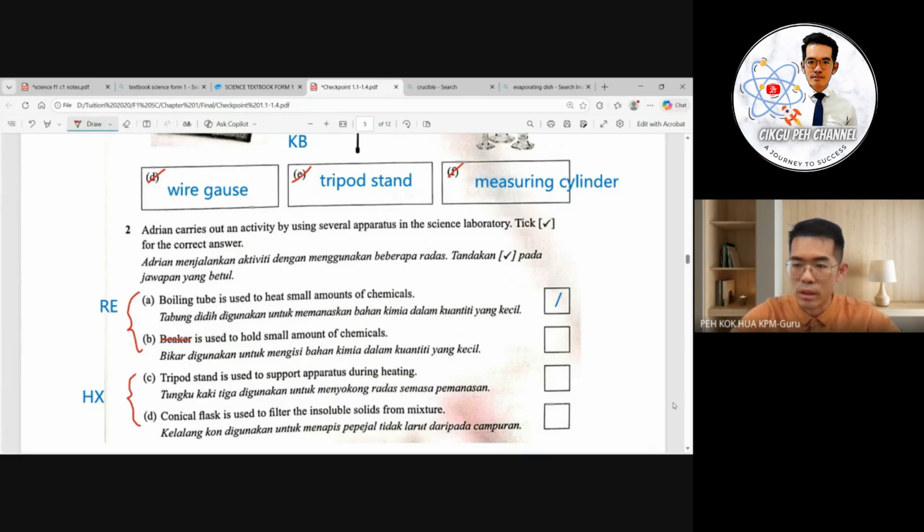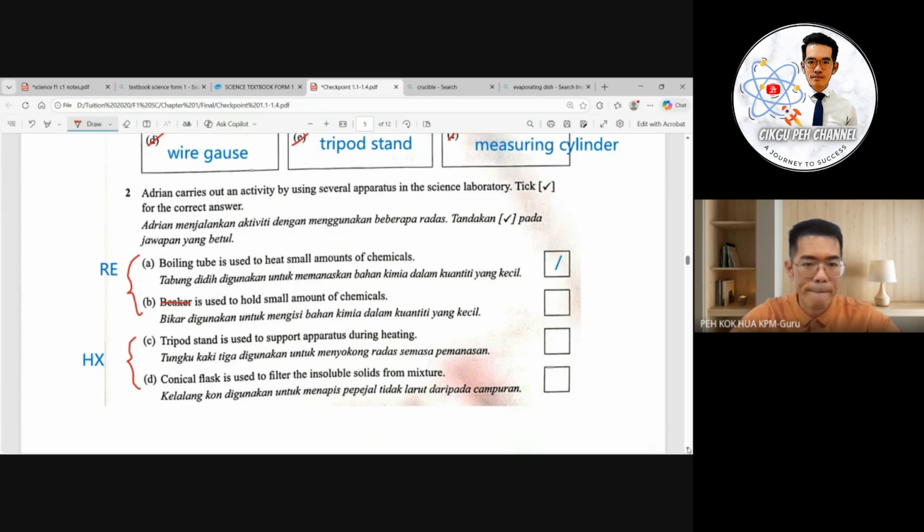Okay, so how Xuan? C, correct. So we check. Tripod stand is used to support apparatus during heating. Yes, correct. So conical flask is used to filter. Filter is we using the filter funnel. So here apparatus for D is wrong because we're using filter funnel. So the correct answer is A and C only.